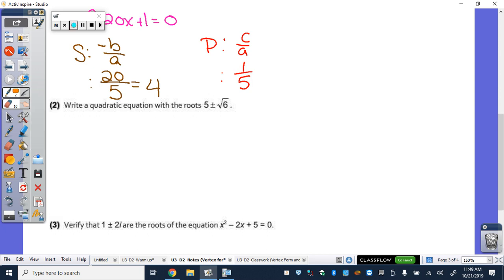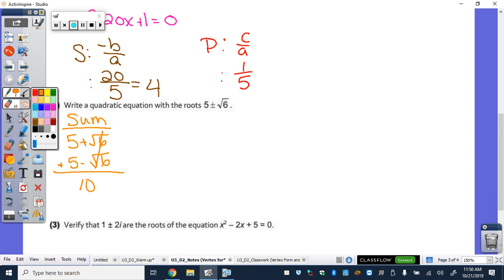Number 2, they want us to write a quadratic equation with the roots of 5 plus or minus the square root of 6. So first thing we got to figure out is what is the sum of the 2 roots. So 5 plus the square root of 6, add to it 5 minus the square root of 6. What happens with our 2 square roots? Cancel. So our sum is a 10.